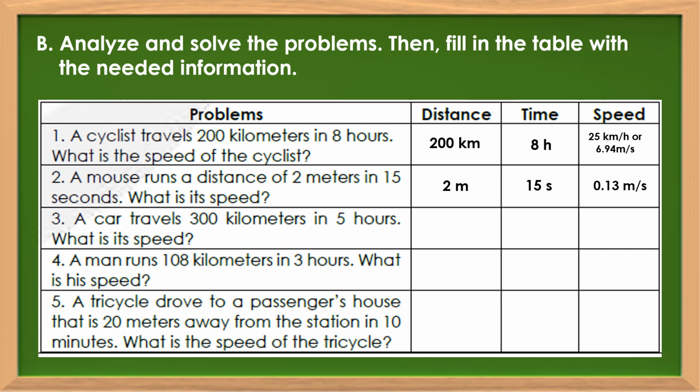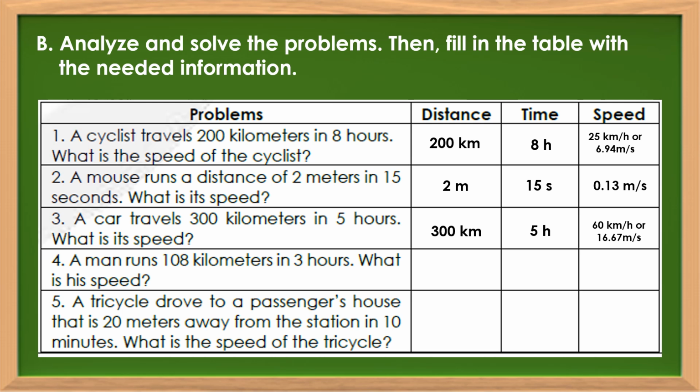A car travels 300 kilometers in 5 hours. What is its speed? Distance is 300 kilometers, time 5 hours, and the speed is 60 kilometers per hour or 16.67 meters per second.